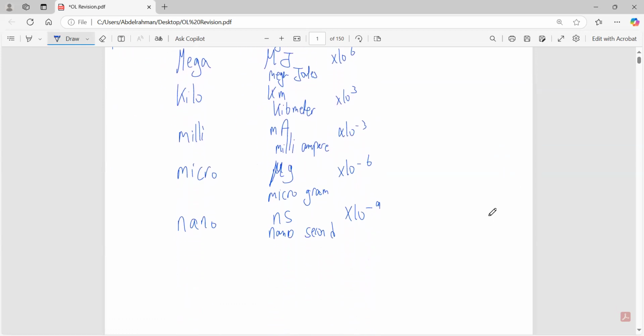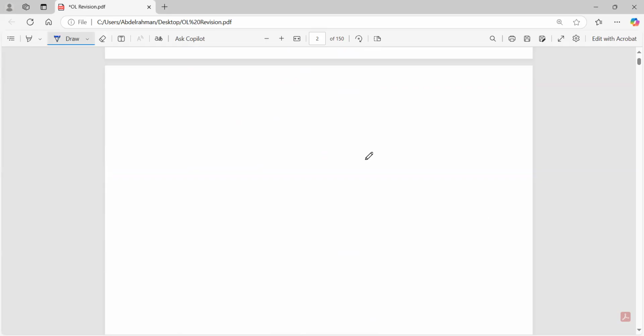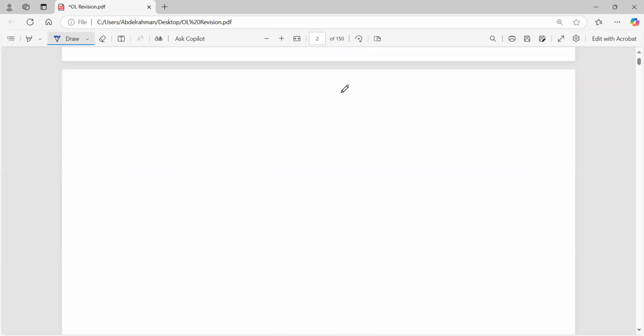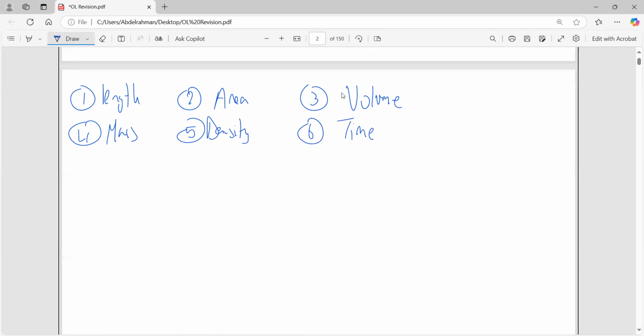Moving on, if you want to talk about measurements, what are the basic things that we talk about? We said before in measurements, we have length, area, volume, mass, time and density. Length, area, and volume were very simple.